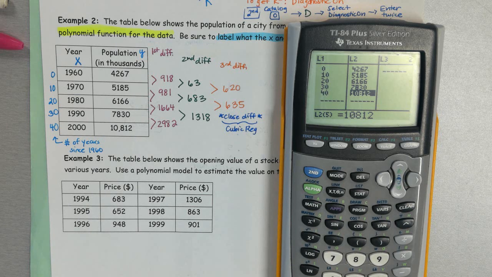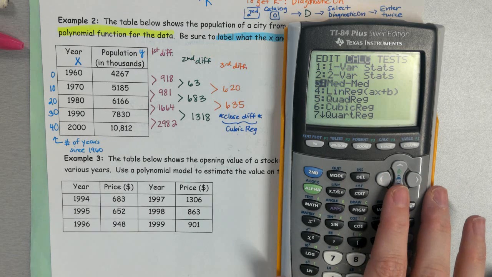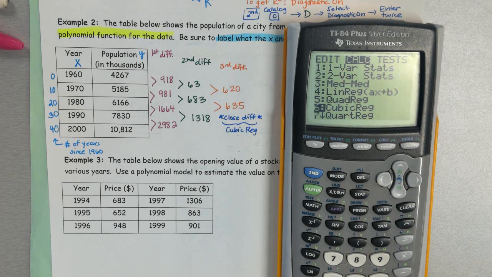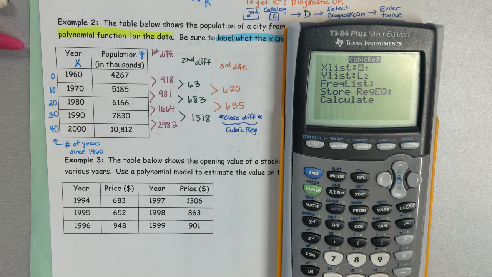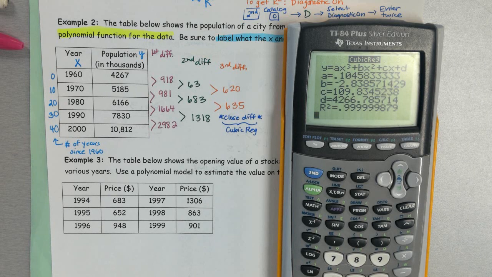All right, so now we're gonna go to our Stat, arrow over to Calc, and then remember what we said. We're gonna do cubic reg, and we're gonna look at a couple things here. Once I press Enter, this is the screen where some of our calculators are different. So some of us are going to have this screen. You can just arrow down to calculate. And then you should end up with this.